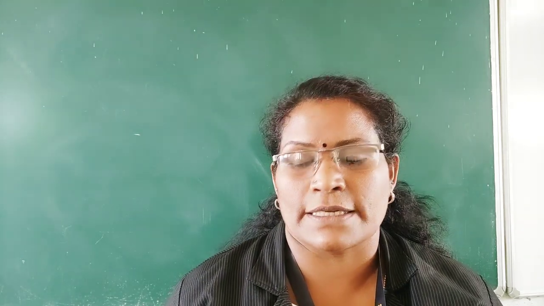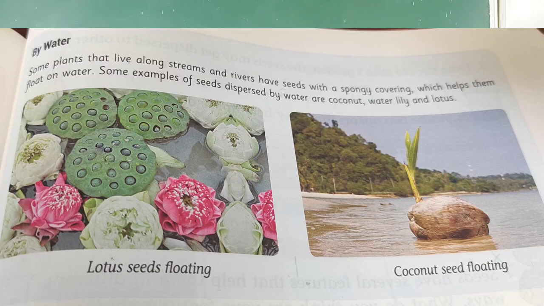Next, by water. Some plants that live along streams and rivers have seeds with a spongy covering which helps them float on water. Some examples of the seeds dispersed by water are coconut, water lily and lotus.